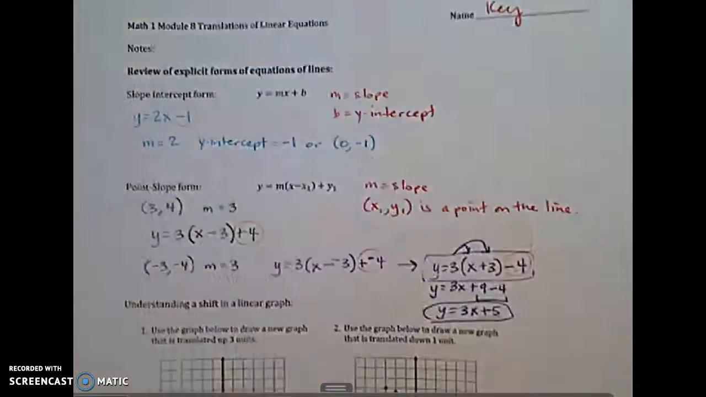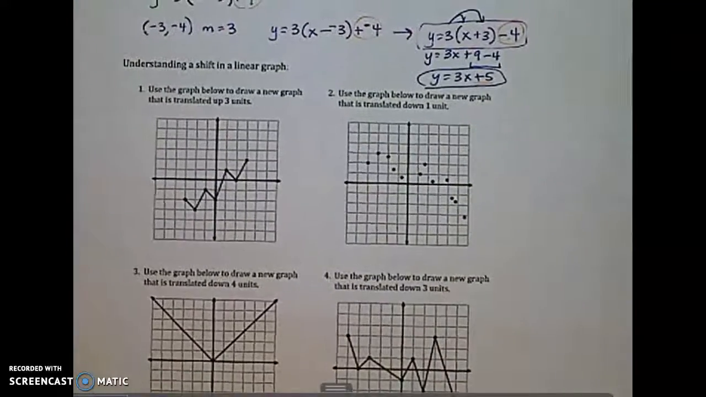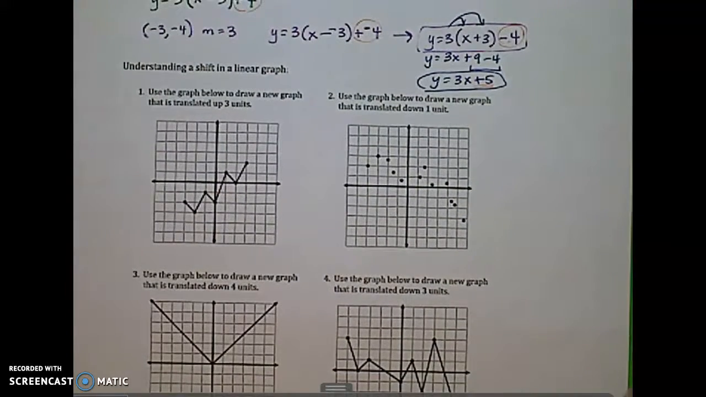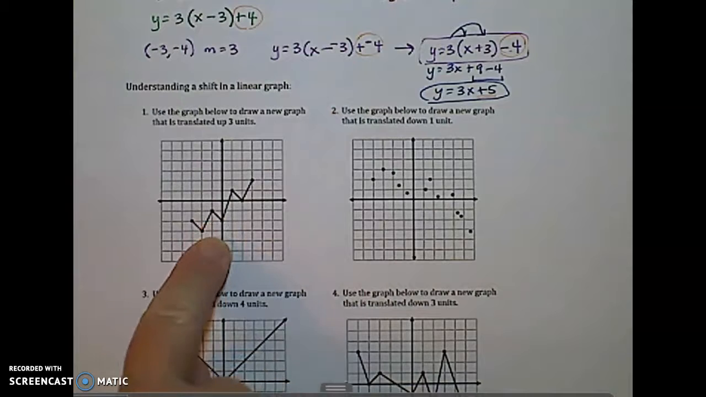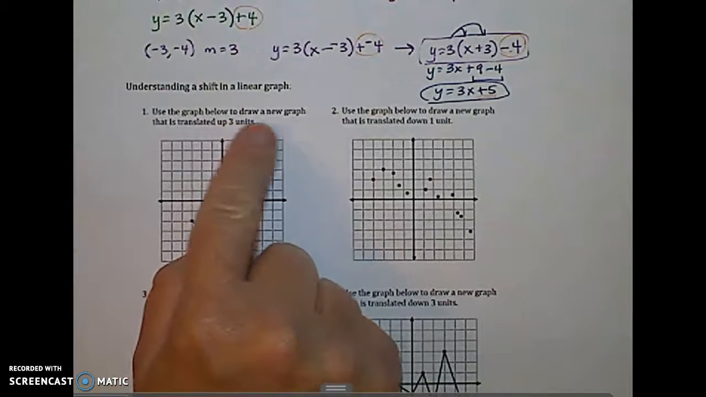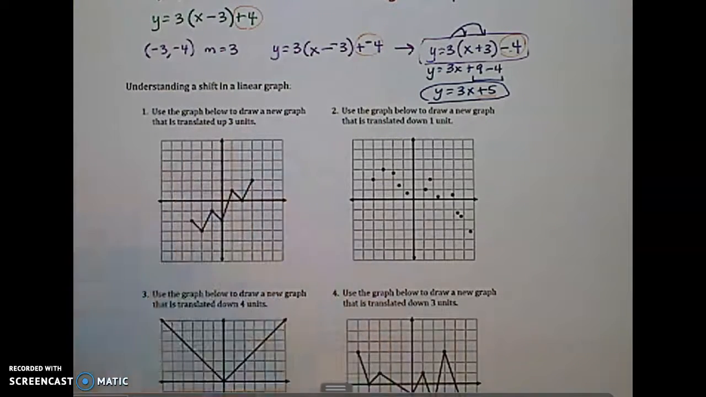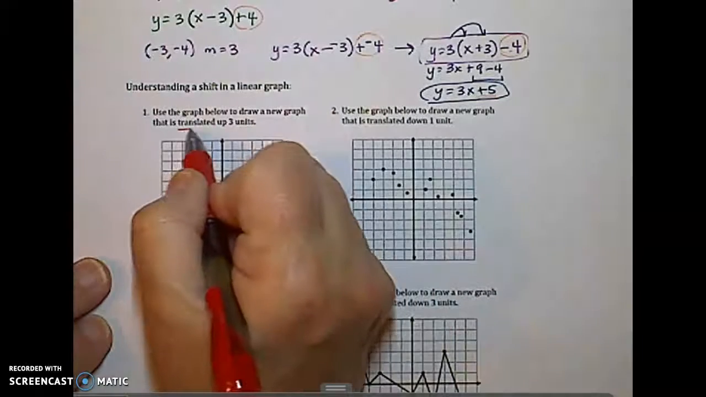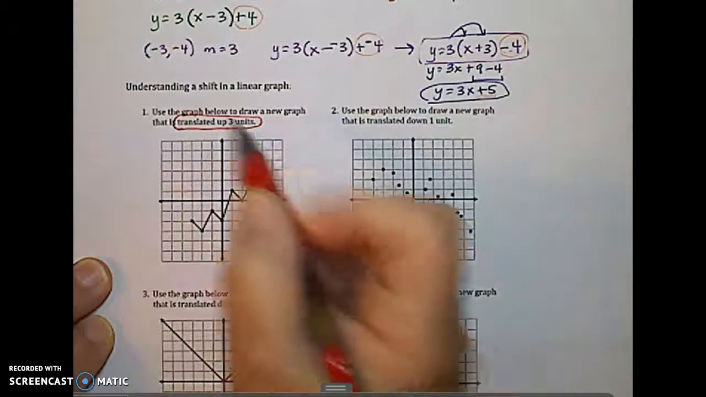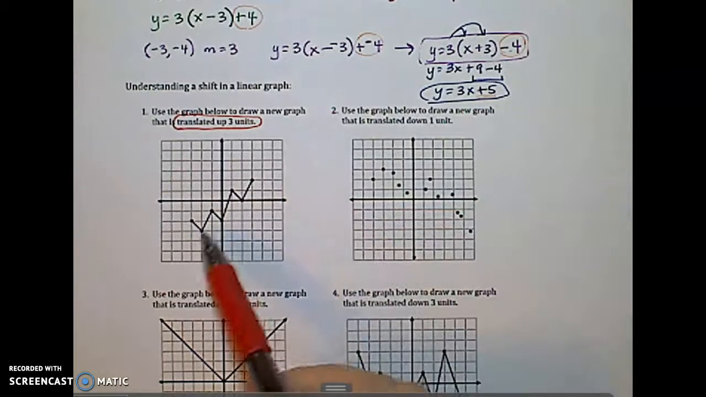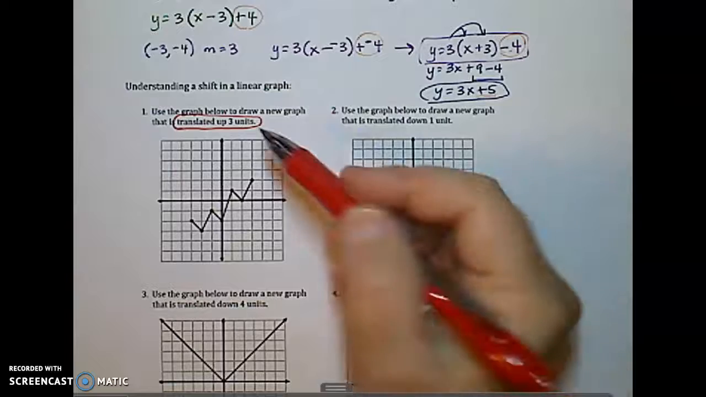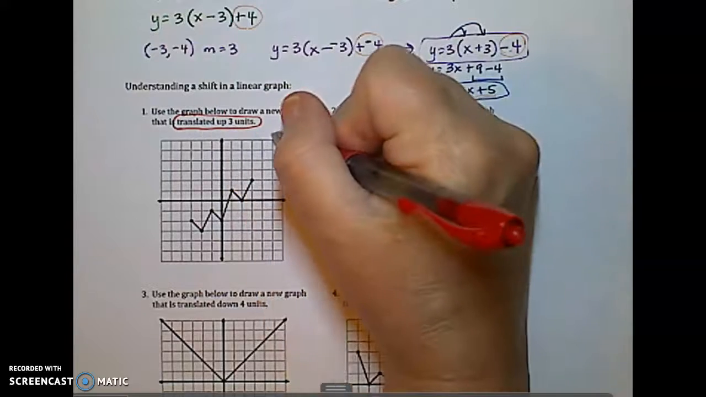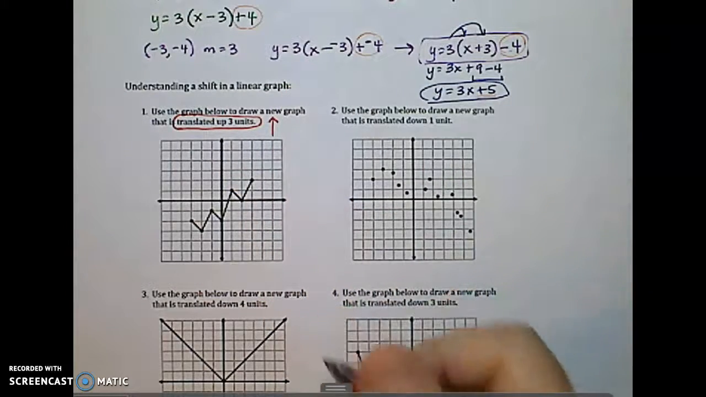Okay, the next thing is I want to do some examples so we understand what a shift is in a linear graph, or in any graph for that matter. There's some other examples here that are certainly not linear. I'm not going to do all of these, but let's look at this kind of jagged graph. It says use the graph below to draw a new graph that is translated up 3 units. So just like when we had rigid motion transformations, we're going to do the same kind of thing with lines, whether they're straight lines or jagged lines. When we translate something up 3 units, we're just going to go up 3, we can just count.